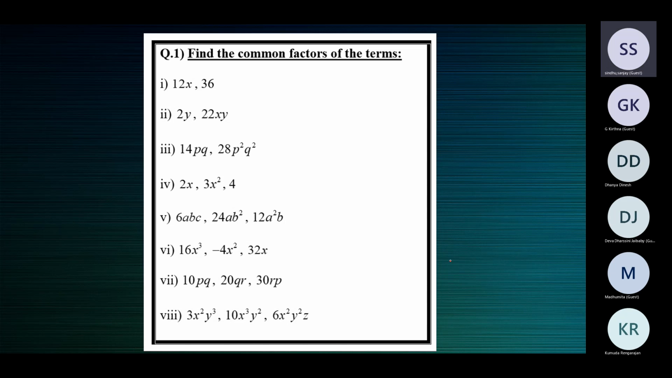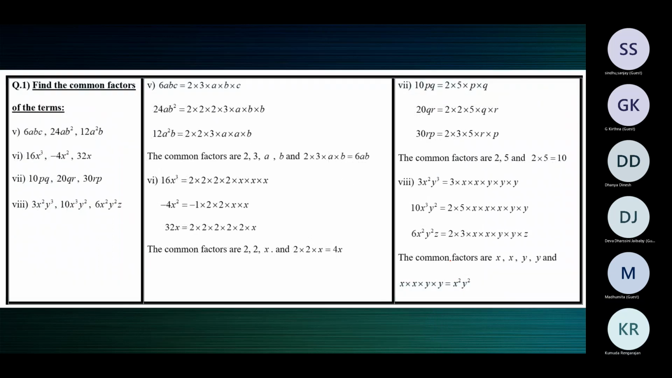Ma'am, x square, y square. I also got x squared and y squared. Ma'am, I too got x squared and y squared. Devadarshini, very good. x square, y square. Okay, let's see the answers. Please check your steps.